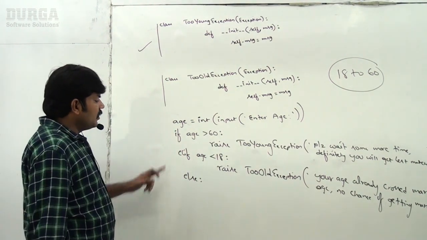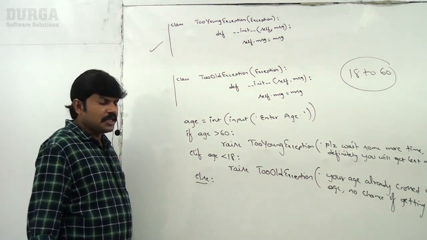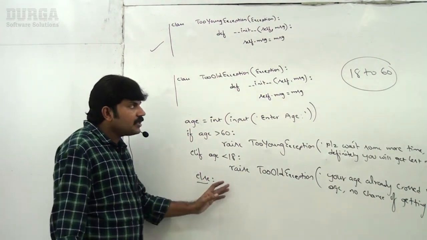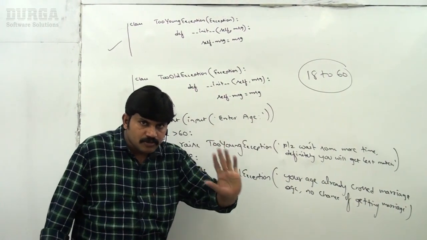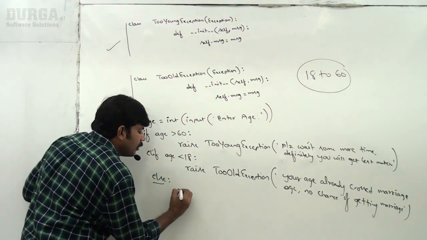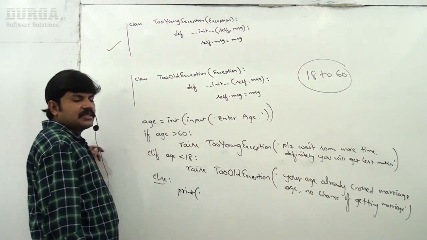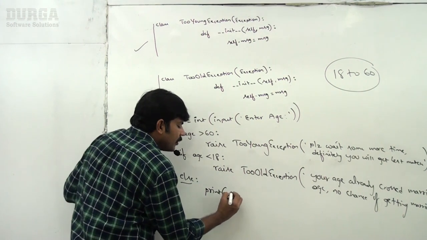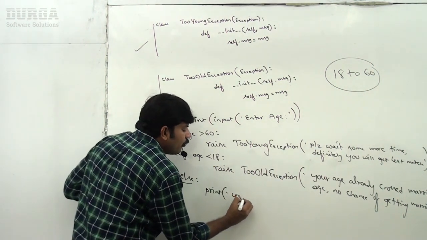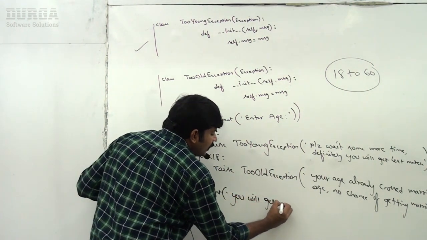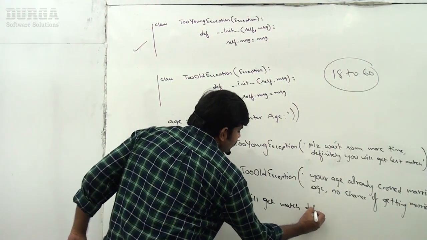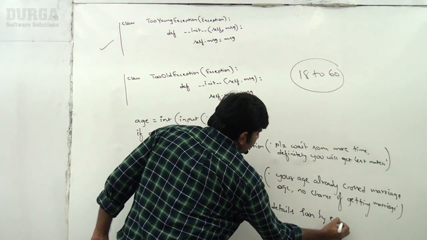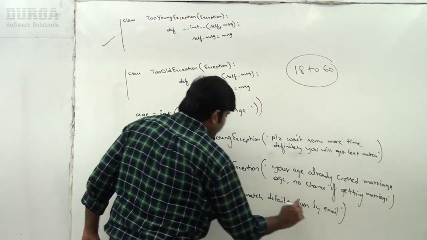Sir, can you please tell? When the control comes to the else block, the age is not greater than 60 and not less than 18, so it is within our range, 18 to 60. Then what do I have to take? Just print, very simple, sir. Thanks for registration. You will get match details soon by email.